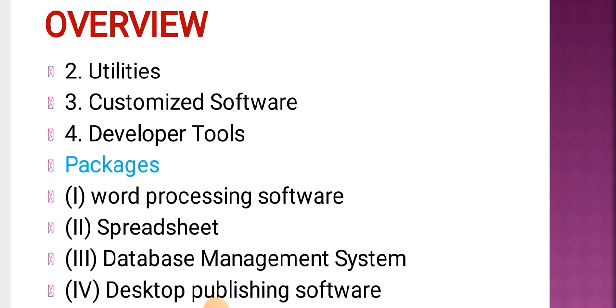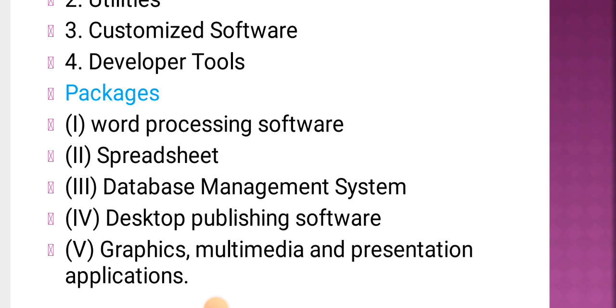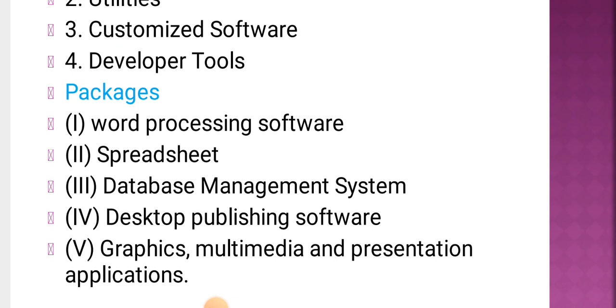Now we're going to see the first one, packages. What is meant by packages? It comes with a group of applications, combined applications we can say. That is known as packages. Take word processing software. What kind of word processing software do we have? MS Word, LibreOffice Writer, OpenOffice Writer. These are word processing software. And spreadsheet means MS Excel, LibreOffice Calc, OpenOffice Calc. Like this, we have so many applications that come with a package. That is known as packages.